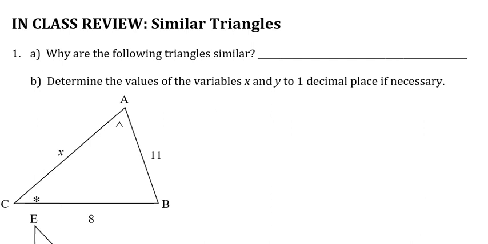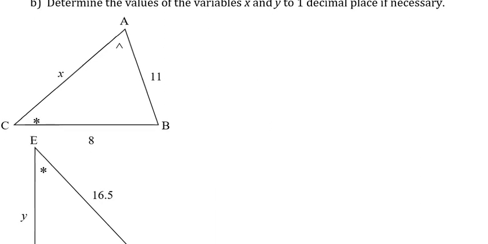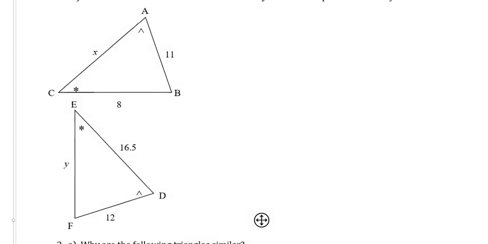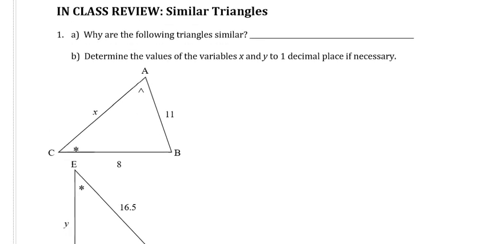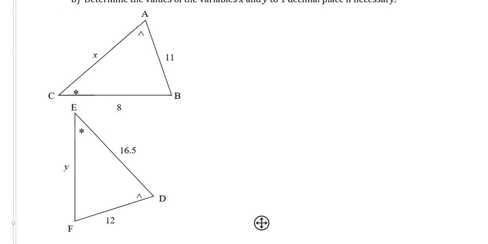Okay, so question 1A here, this is similar triangles, and it's asking what makes those three triangles similar. This is a good question because it helps us get started on solving the problem. Does anybody know what the answer to the question is? Thomas? Like the question A, why are the following triangles similar?